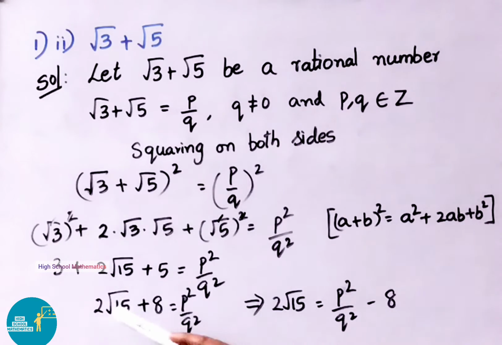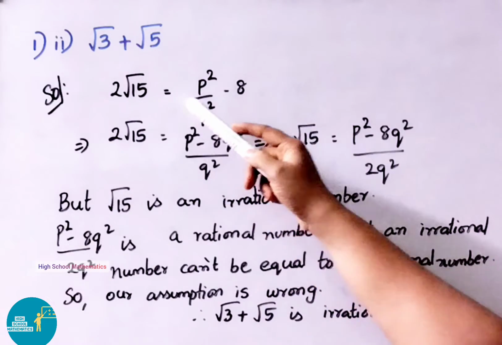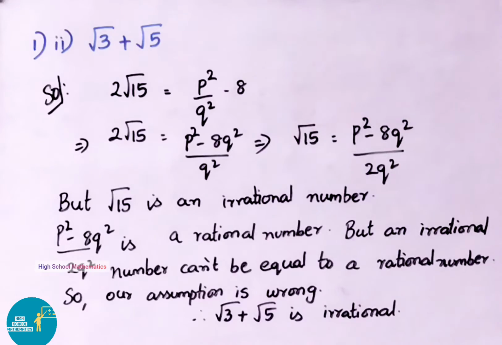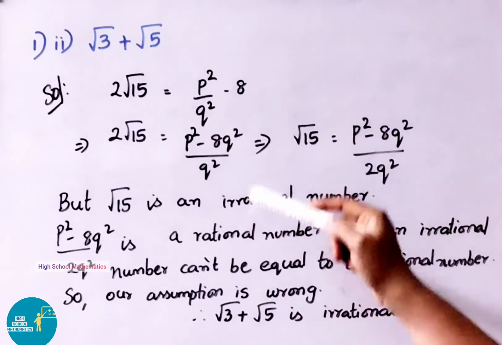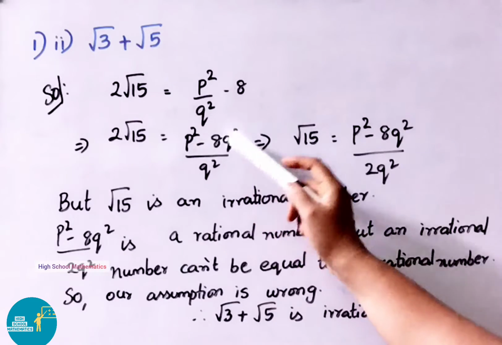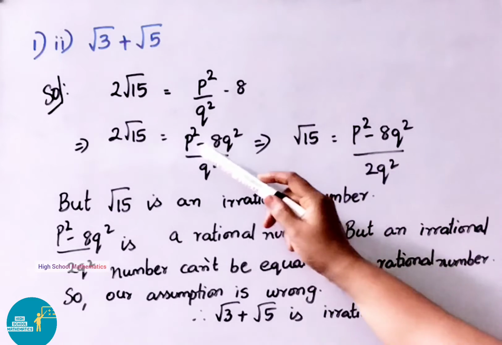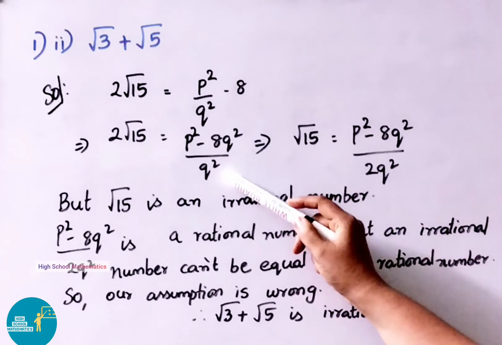That implies 2 root 15 equals, here plus 8, on transposing it is minus 8. So 2 root 15 equals P square by Q square minus 8. That implies 2 root 15 equals, here we shall do LCM, so P square minus 8 into this Q square multiplied here. So P square minus 8 Q square by Q square.